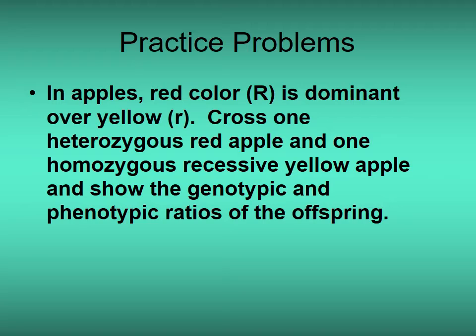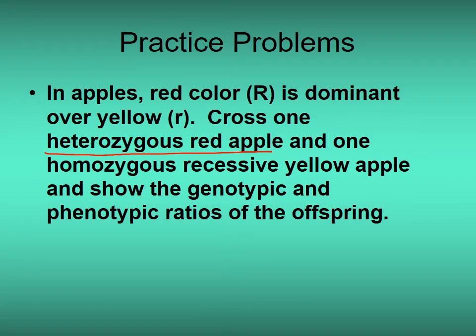All right, here's a practice problem. In apples, red color, big R, is dominant over yellow color, little r. If you cross a heterozygous red apple and a homozygous recessive yellow apple, show the genotypes and the phenotype ratio of the offspring. Okay, the hardest part about genetics, you guys, is the vocabulary. Once you get your head around what exactly each part is asking and what it means, the rest of it comes pretty easily. Okay, so first off, we're going to talk about, okay, what is a heterozygous red apple?